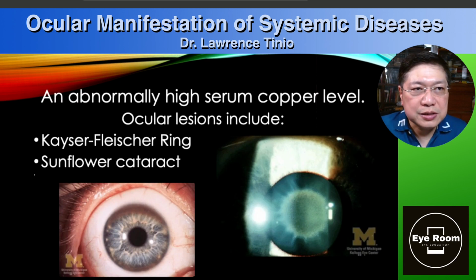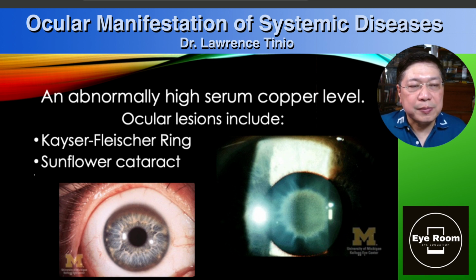Now, there are other signs in other diseases. These are cases with high serum copper level. A Kaiser-Fleischer ring would be the picture at the bottom. The Kaiser-Fleischer ring is the brown pigmentation on the limbus. That's where the white part meets the colored part of the eye. That brown area is copper.